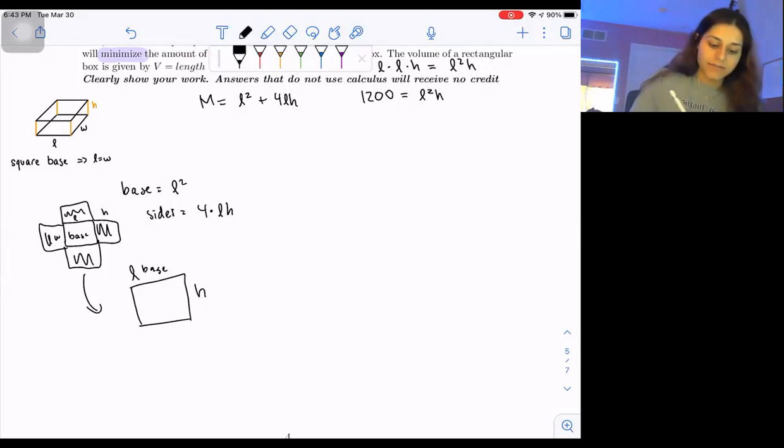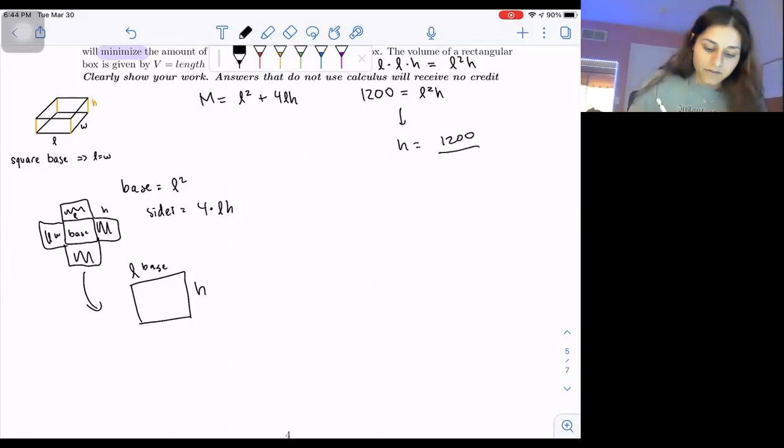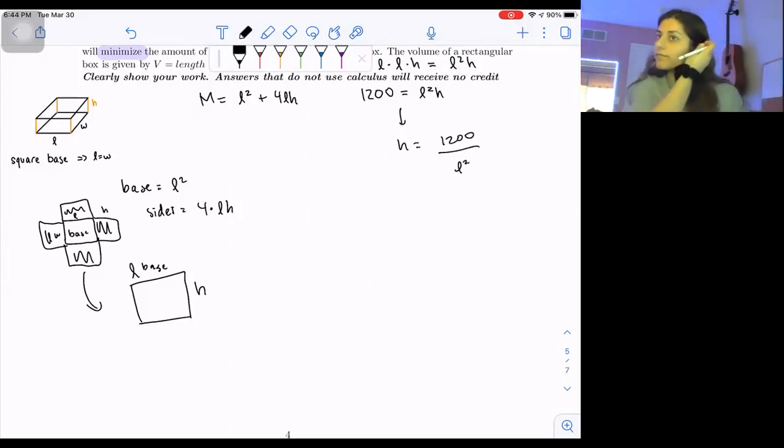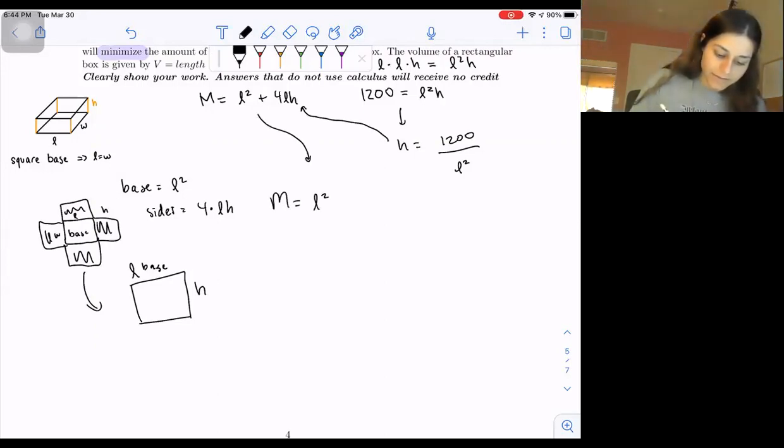In this case, I'm just going to solve this 1200 equals L squared H for 1 variable. So I'm going to divide both sides by L squared. So this can be rewritten as H equals 1200 over L squared. Okay, so now I can take that H and replace it in the M. We'll get M equals L squared plus 4L, and then we'll put in that H there. So 1200 over L squared.